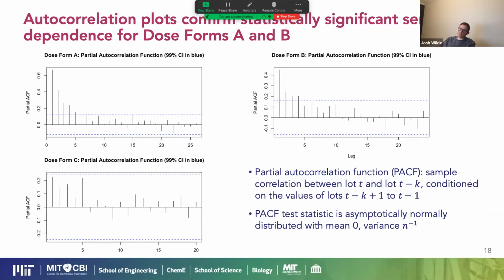So this is a time series method. It's normally applied to data that's measured with the x-axis as time. In this case, you can think of the x-axis as lot number, and the lots are ordered by the time at which they are produced.